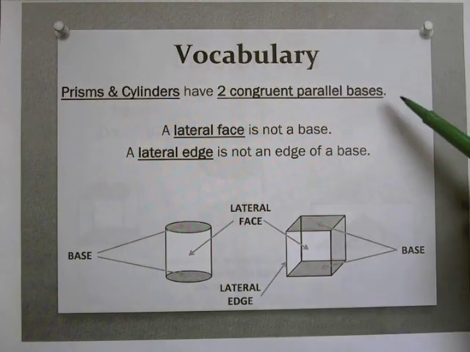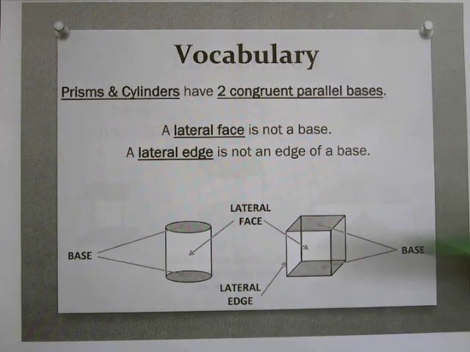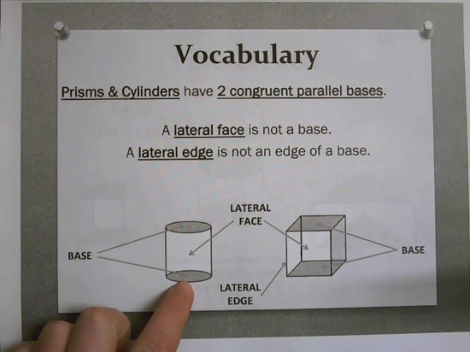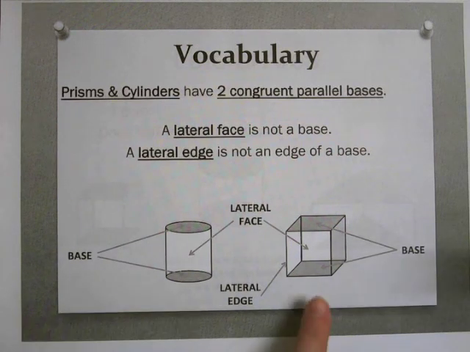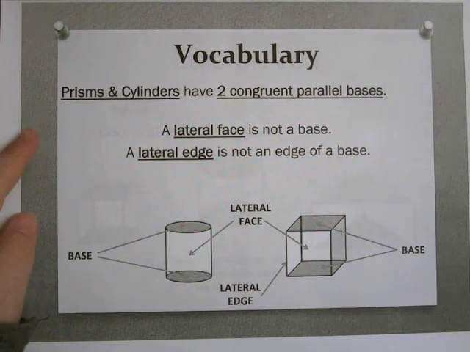Prisms and cylinders we already talked about. They have two congruent parallel bases. Remember, of a cylinder, it's circles. Of a prism, it can be squares, rectangles, any polygonal shape.